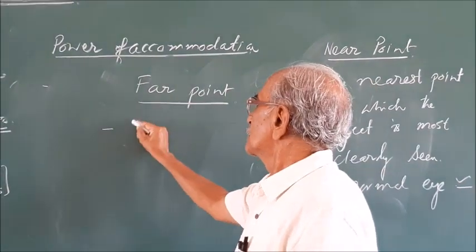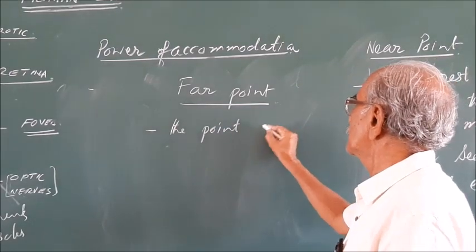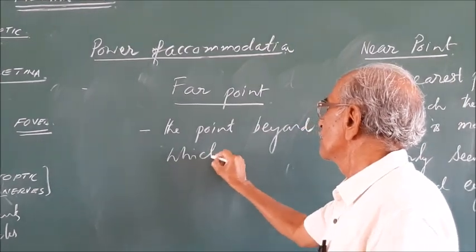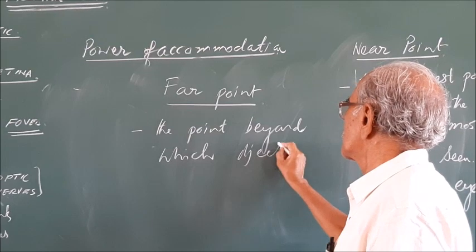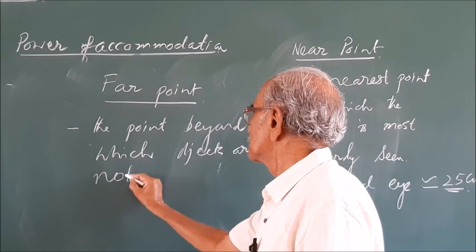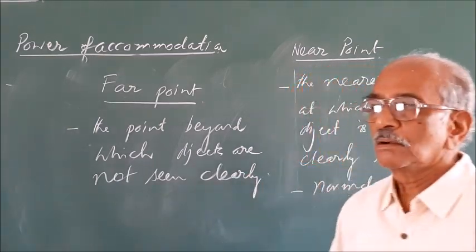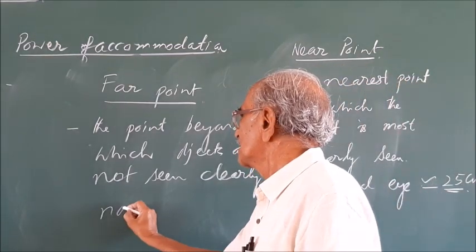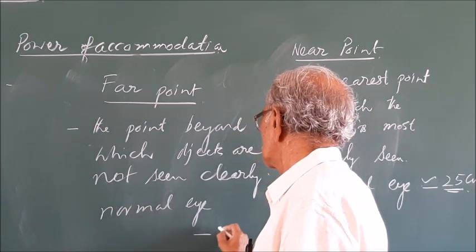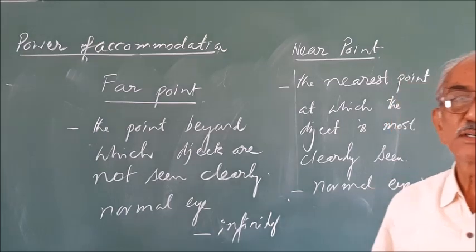It is the point beyond which objects are not seen clearly. For the normal eye, the far point is at infinity.